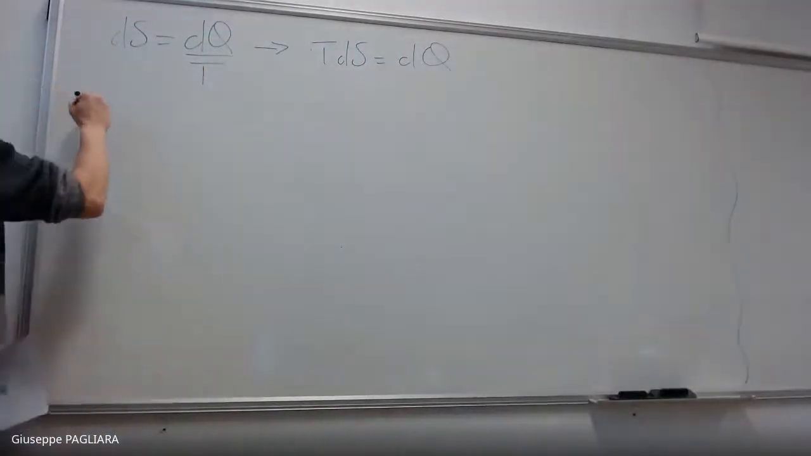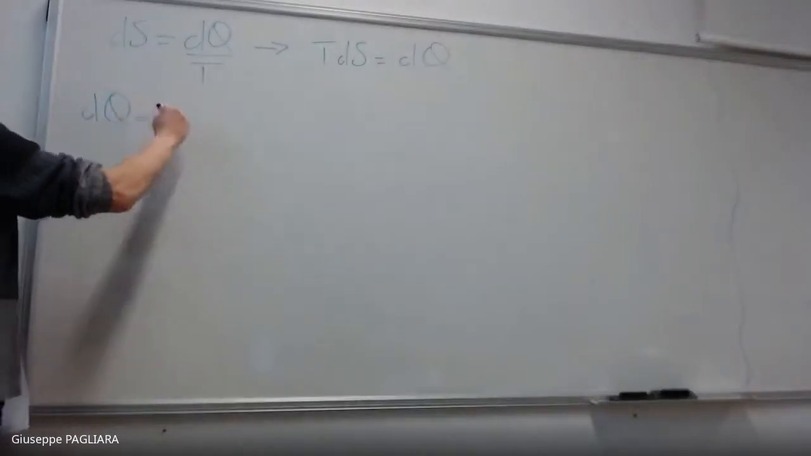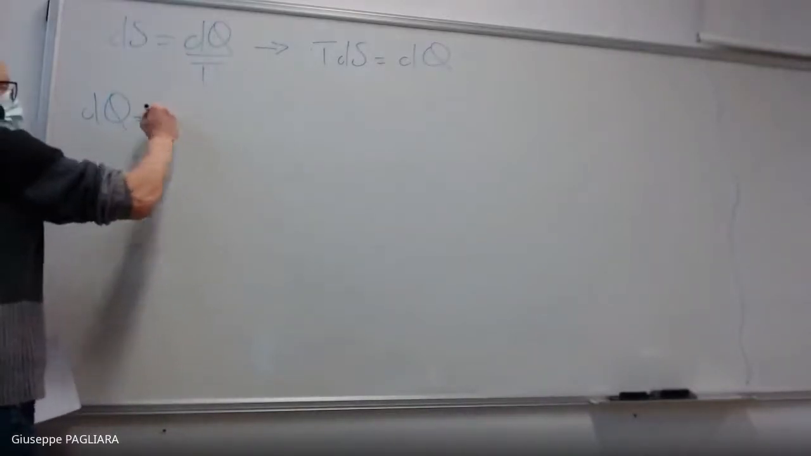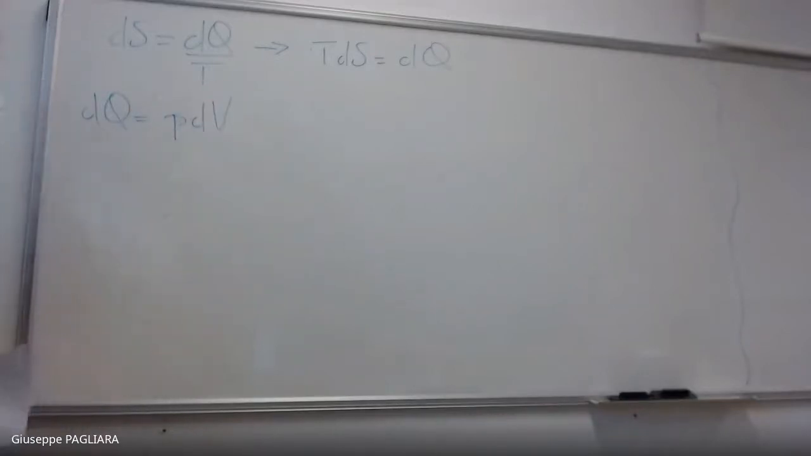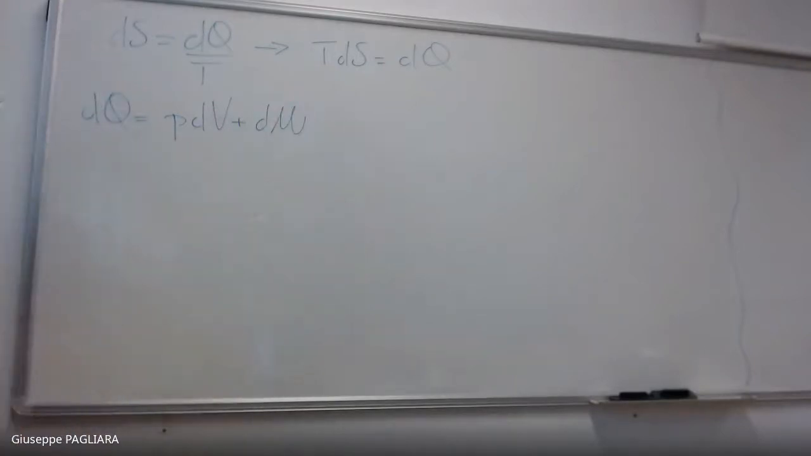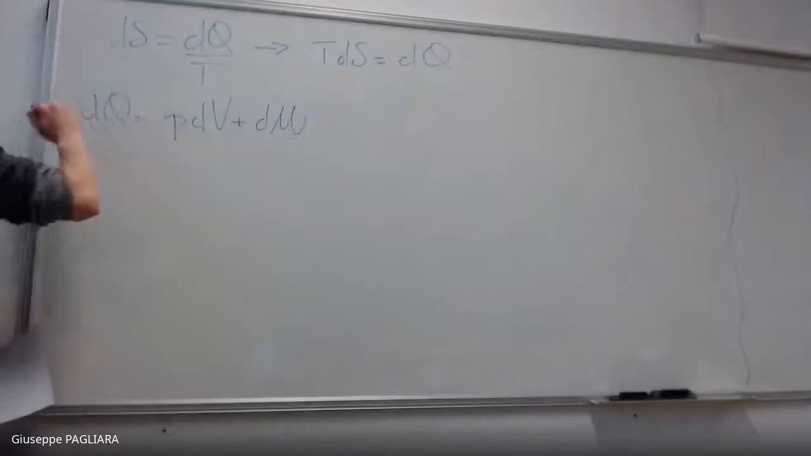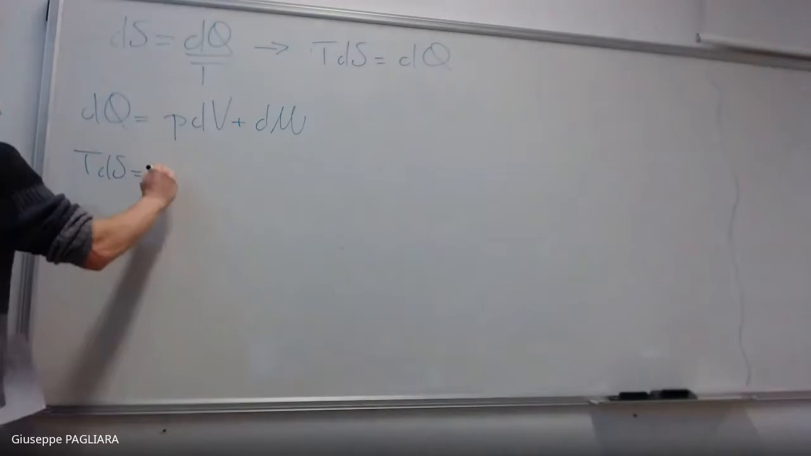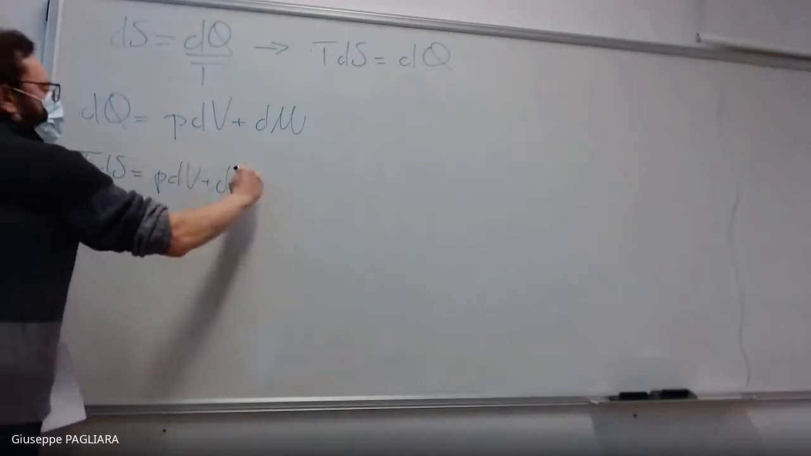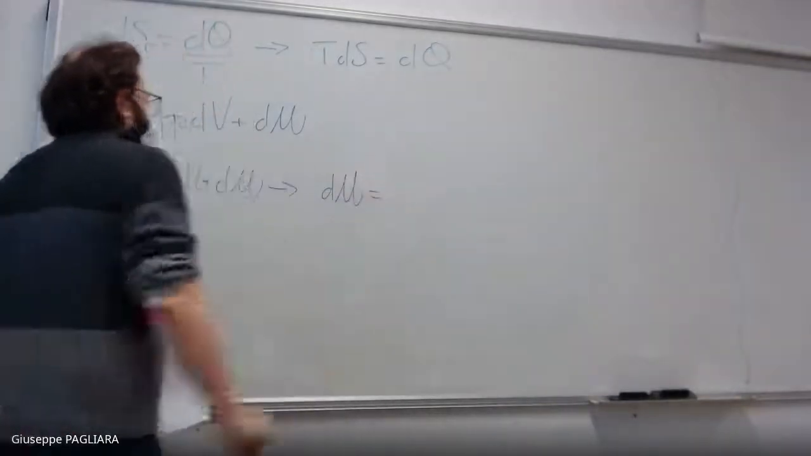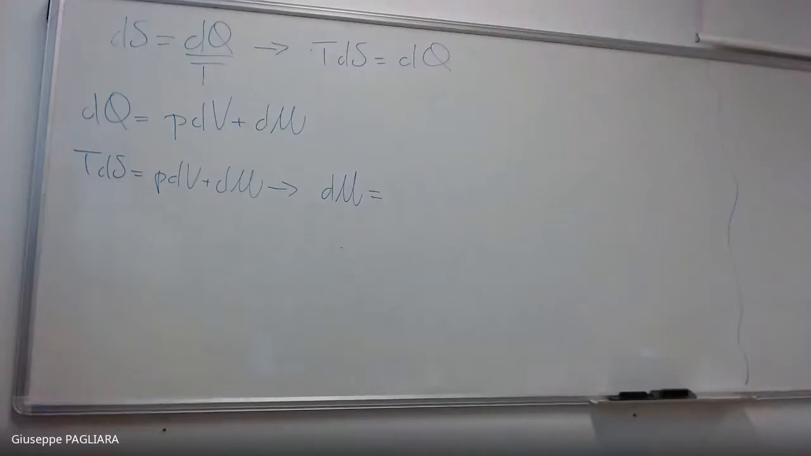Now, from the first principle of thermodynamics, for reversible transformation, I know that dq is equal to PdV, the usual PdV for the change of the volume, plus dU. Now let me insert this equation inside here, and then I get that TdS is equal to PdV plus dU. Therefore, dU is equal to TdS minus PdV.